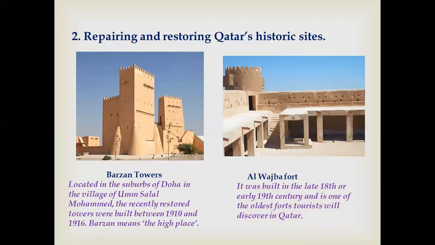And then this fort is called Al Wajbah Fort. Remember, Grade 5, that was a battle we had tackled in a previous lesson? Yes, it is where Qatari forces defeated the Ottomans in 1893. It was built in the late 18th or 19th century and is one of the oldest forts tourists will discover in Qatar.